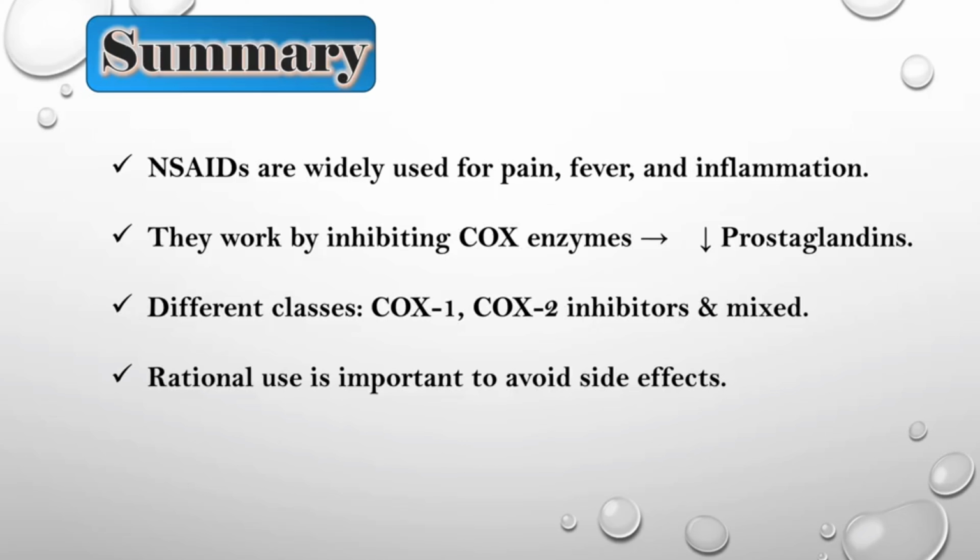To summarize, NSAIDs are common drugs used for pain, fever, and inflammation. They act by inhibiting COX enzymes and reducing prostaglandins. Different classes target COX-1, COX-2, or sometimes both. While effective, they must be used carefully due to possible side effects.